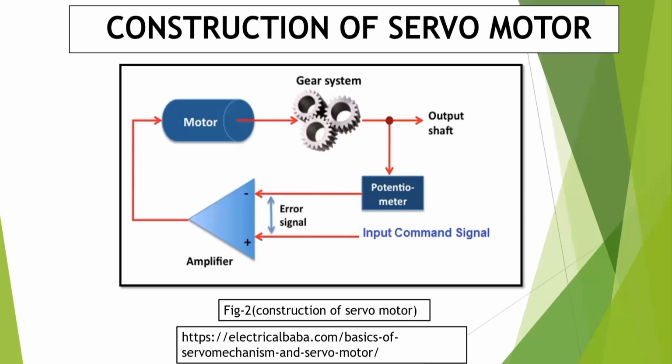This is the construction of a servo motor. You can note it down, in which we have a motor along with the gear system for the reduction in speed. Then the output shaft is there.